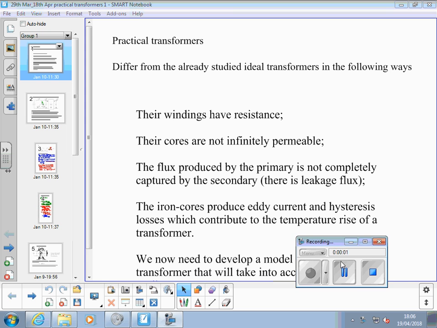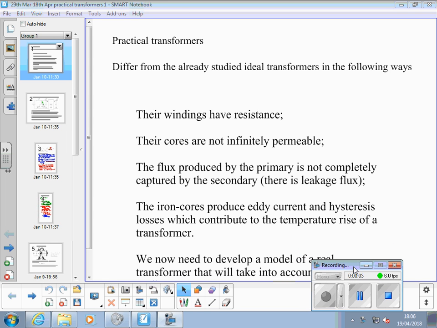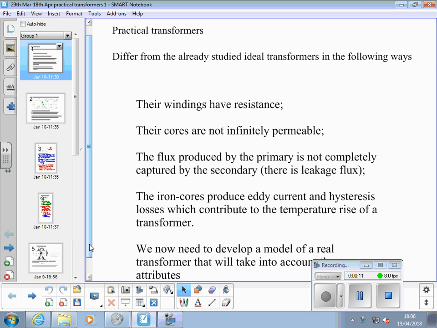Pick up from where we left off last time with practical transformers. Just quickly as a lead-in, because we've had two or three weeks since we last met: the difference between a real transformer and an ideal transformer is kind of the opposite of the assumptions that we made.